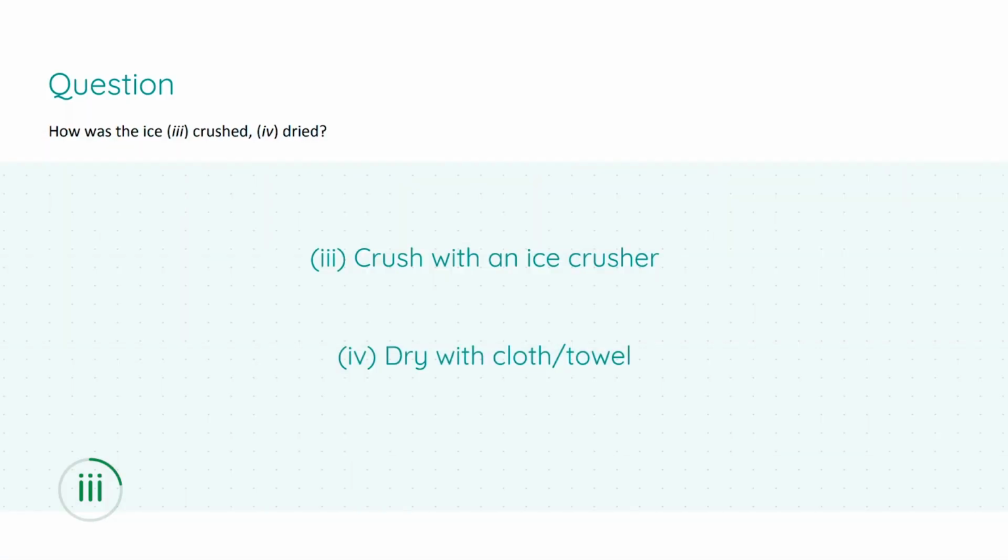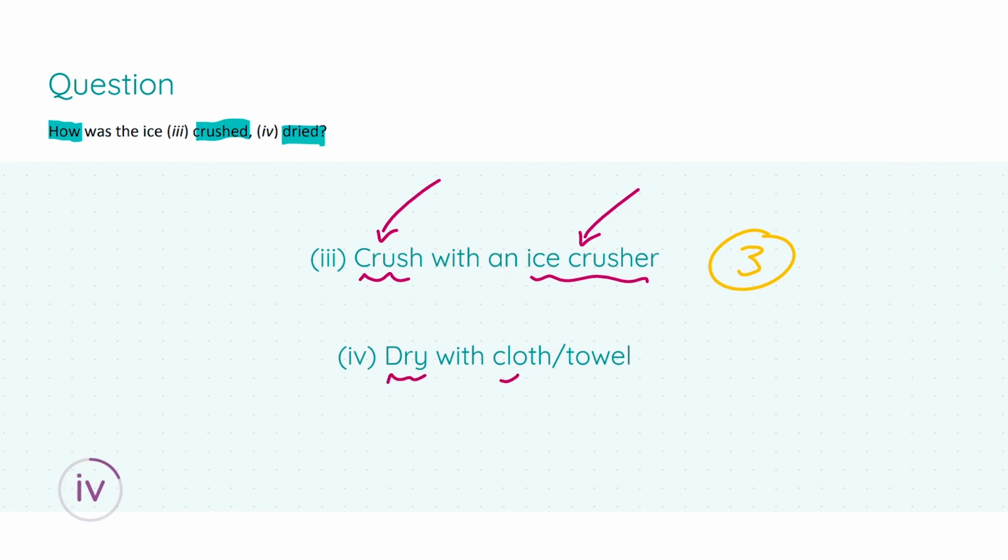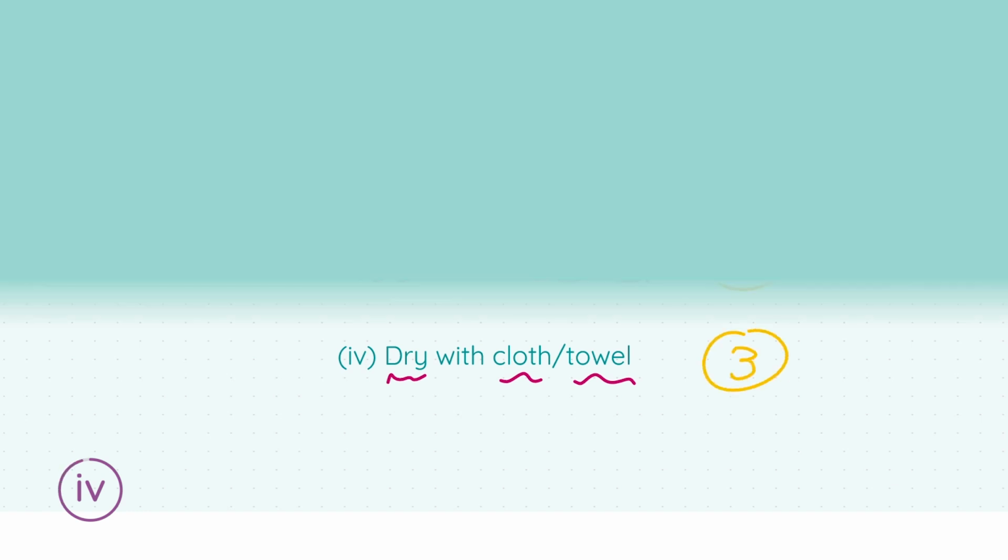Okay, getting on to a simpler question. How was the ice crushed and then dried? Well, the ice was crushed with an ice crusher. Remember, in your answer, include the apparatus as well as the action. This can really, really help structure your answer. That gives you 3 marks. And how was it dried? It was dried with a cloth or a towel to absorb all of that extra condensation. That will also get you 3 marks.